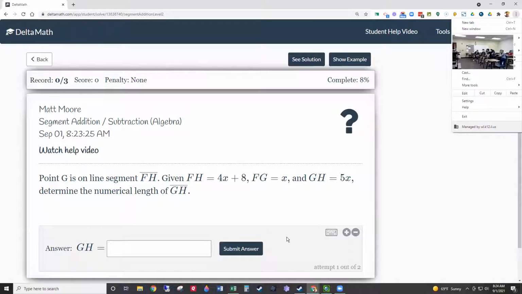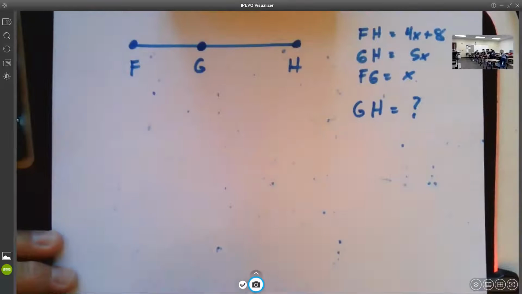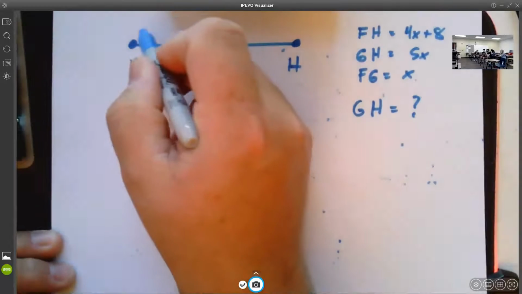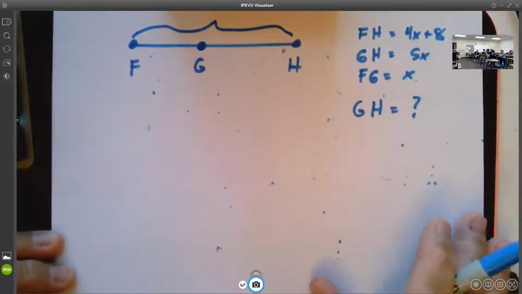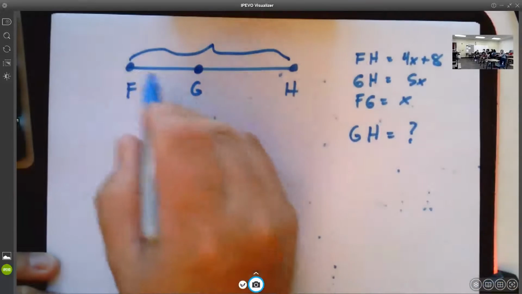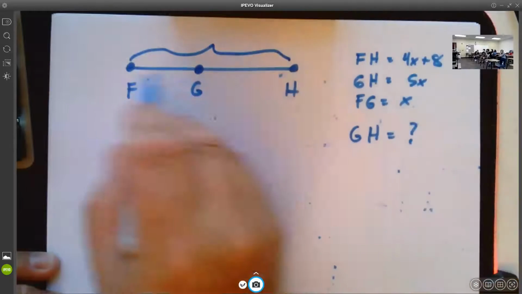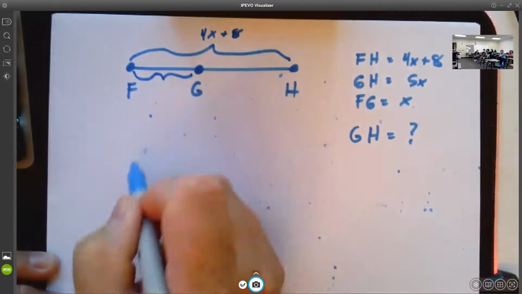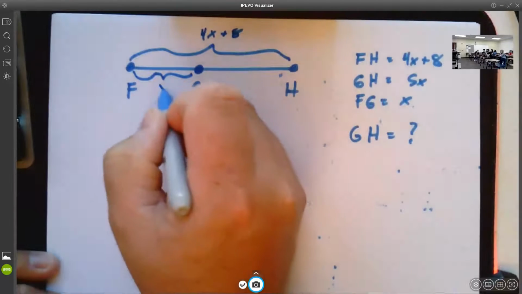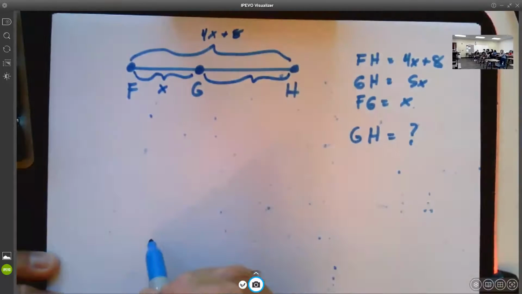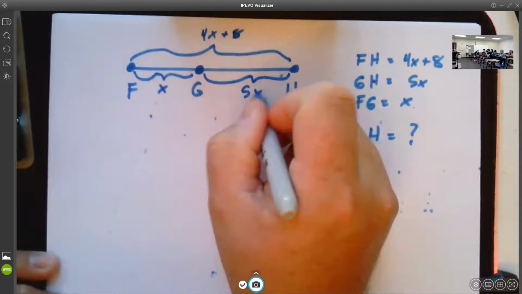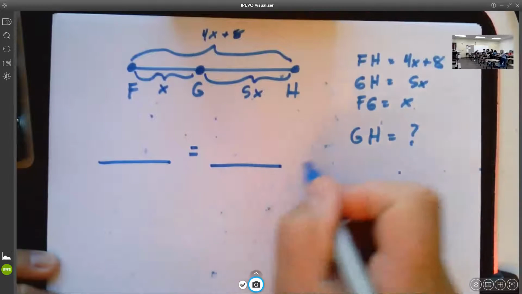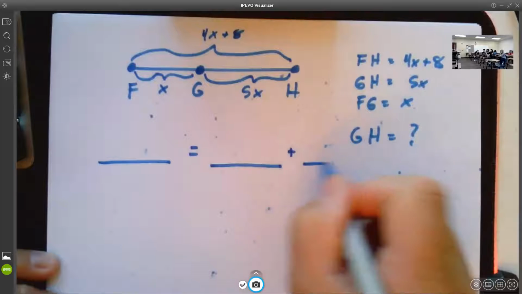So here we go. All right. Can you see my hand? Yes. Perfect. So what do I put up there? F to H is 4x plus 8. F to G is how big? X. Perfect. And how big is G to H? 5x. Perfect. Now, can anybody help me make an equation that I could use to solve this?